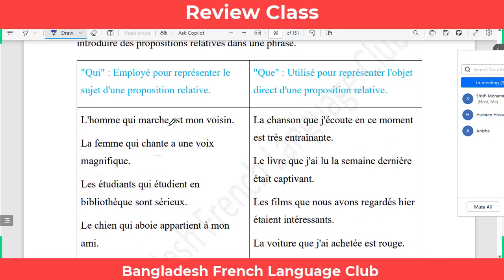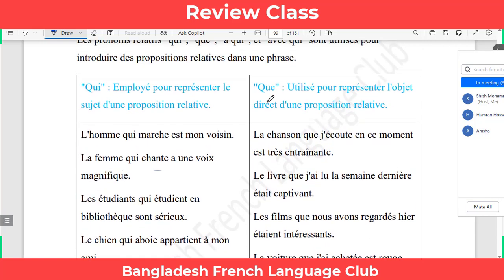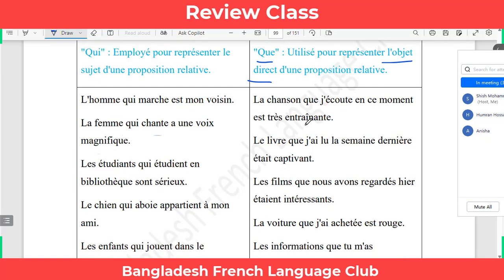Okay, now the que, utilisé pour représenter l'objet direct d'une proposition relative. So the que represents what? L'objet direct, direct object, right? Okay. So la chanson que j'écoute en ce moment est très entraînante.